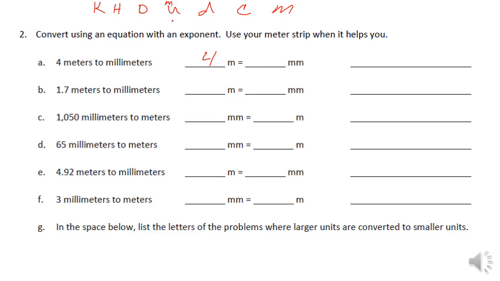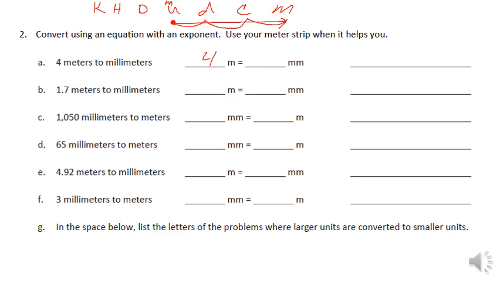I'm going to put my dot right here where I'm at. It tells me I'm going to millimeters, so I'm going to draw an arrow going to millimeters. The arrow tells me the direction that I'm going to be moving the decimal point. And I can see that I'm going to be moving it 1, 2, 3 positions to the right.